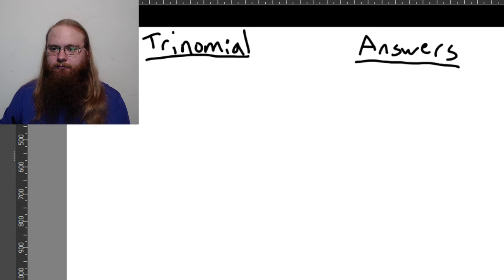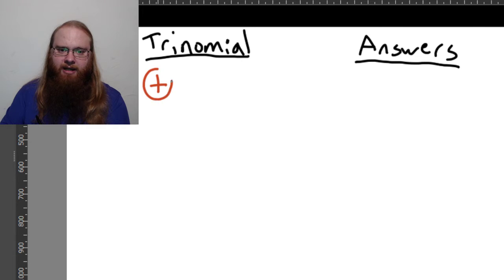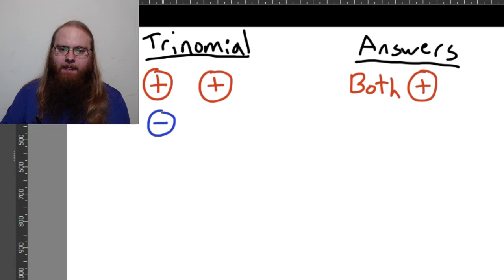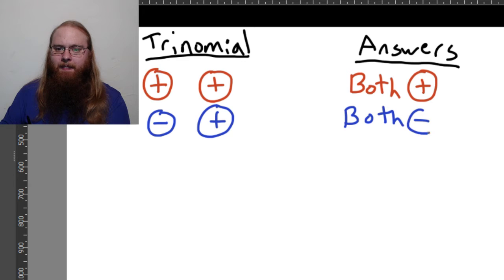So, the first possibility we can have is the trinomial to be a positive middle number and a positive last number. And what that told us, this was back in part 1, this told us that both of our answers would be positive. Back in part 2, we talked about what happens if we have a negative middle number and a positive last number. That told us that both of our answers would be negative.